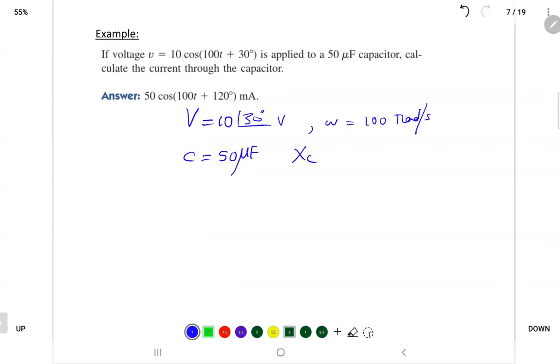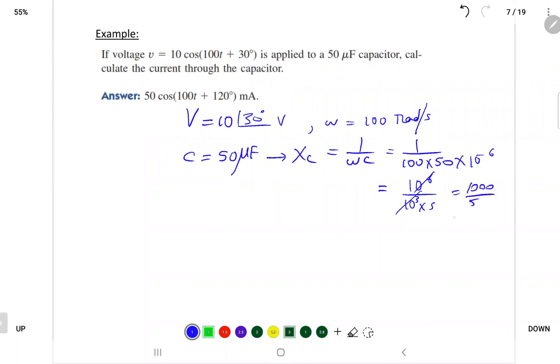So first I find XC. XC is equal to 1 over omega C. That's 1 over 100 times 50 times 10 to the minus 6. So you have 10 to the power 6 on the top and 10 to the power 3 on the bottom times 5. That cancels to 1,000 over 5, which is equal to 200 ohms. I find the impedance of the capacitor: ZC is equal to minus j XC, which is minus j 200 ohms.